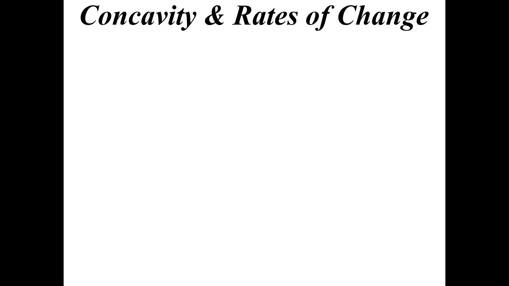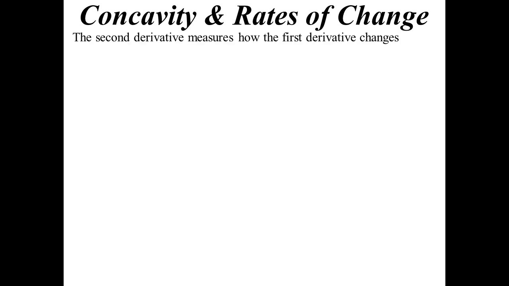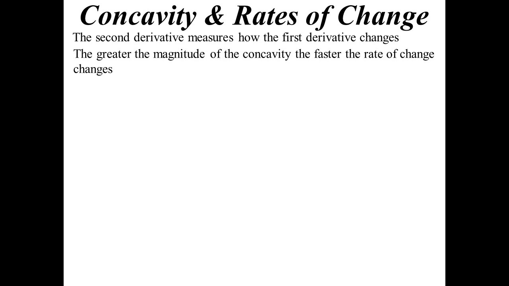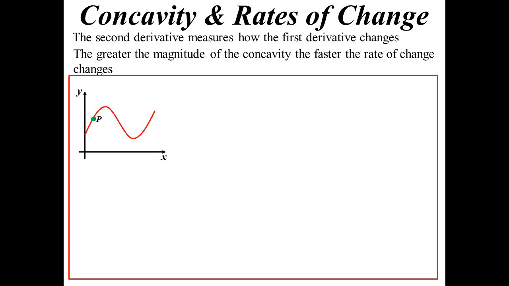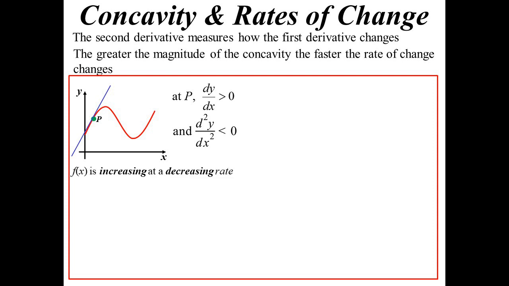All right, so let's look at concavity and how all that relates to the rate of change. We know the second derivative measures how the first derivative changes. So the greater the magnitude of the concavity, that means the faster the rate of change. So here's a curve. Over here at P, I know I've got a positive slope. So I know it's increasing, but the curve is concave down. So it's going to be increasing at a decreasing rate.